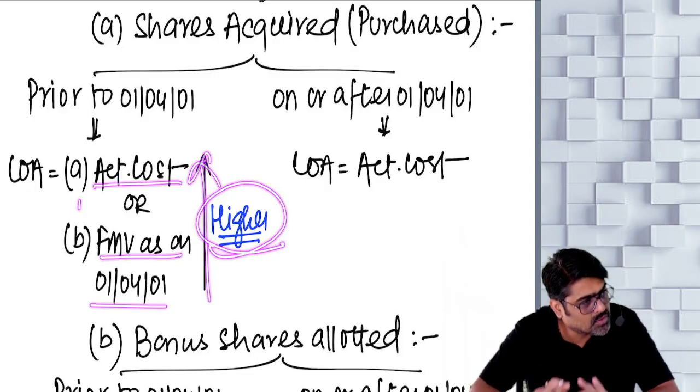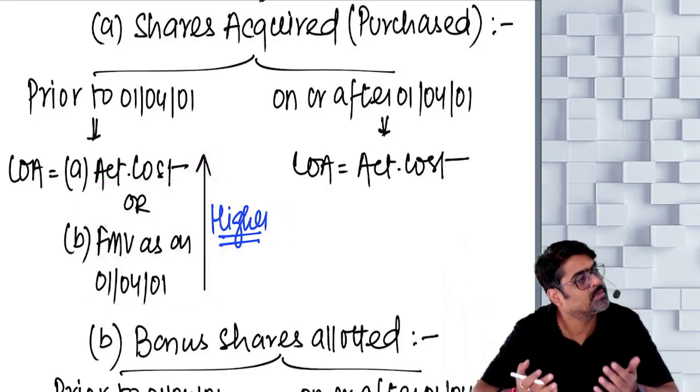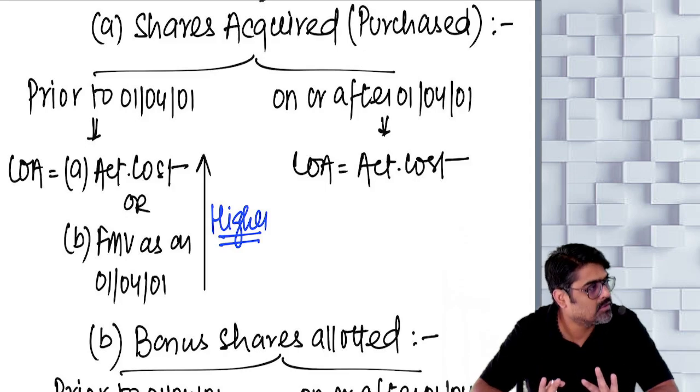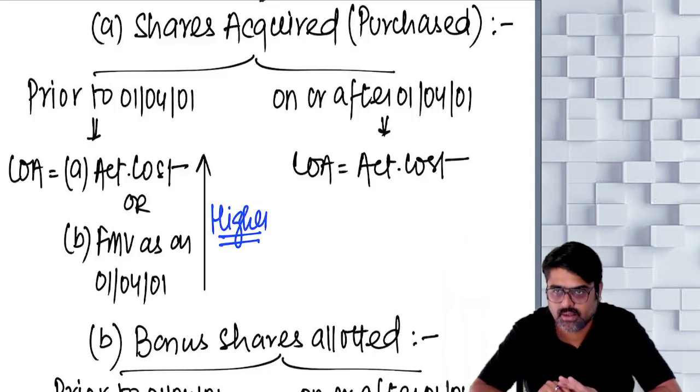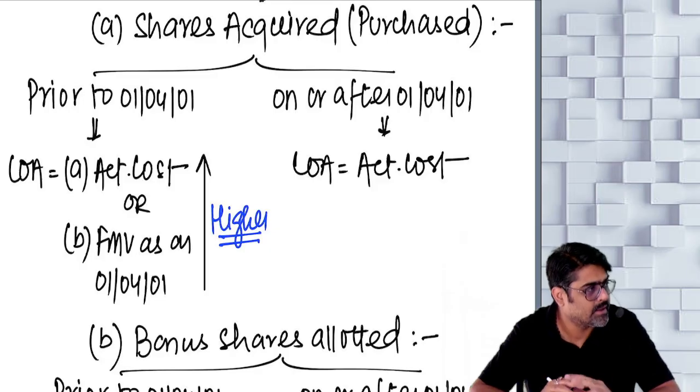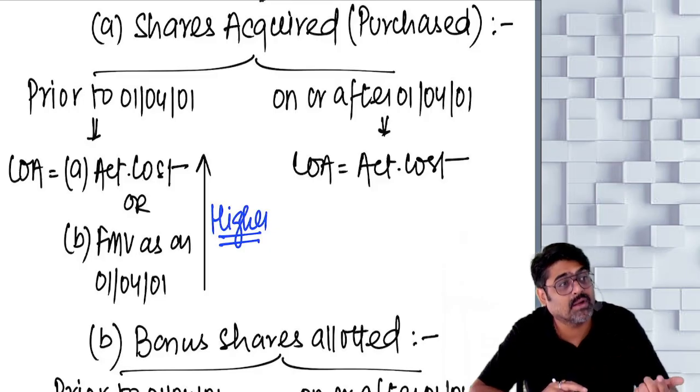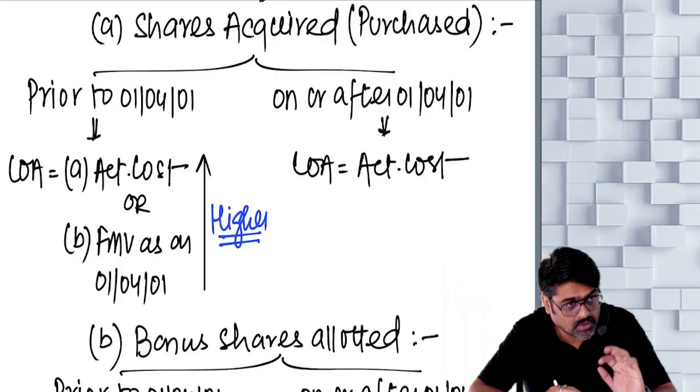So this which you do for all the assets, you are supposed to do it for the shares also. It is defined. For shares also we are defining that same cost you are supposed to take. And you are also going to get the option to take the fair market value if the shares are acquired by you prior to 1st April 2001.